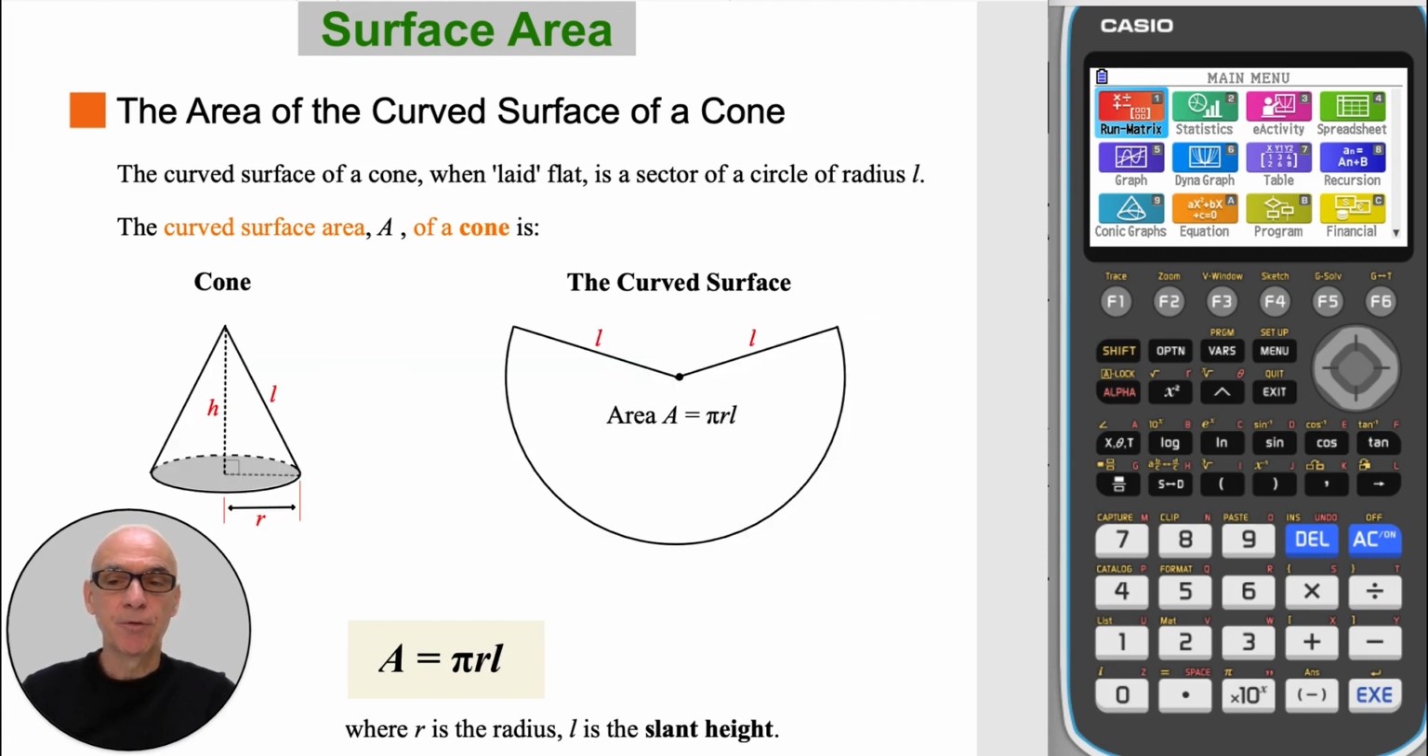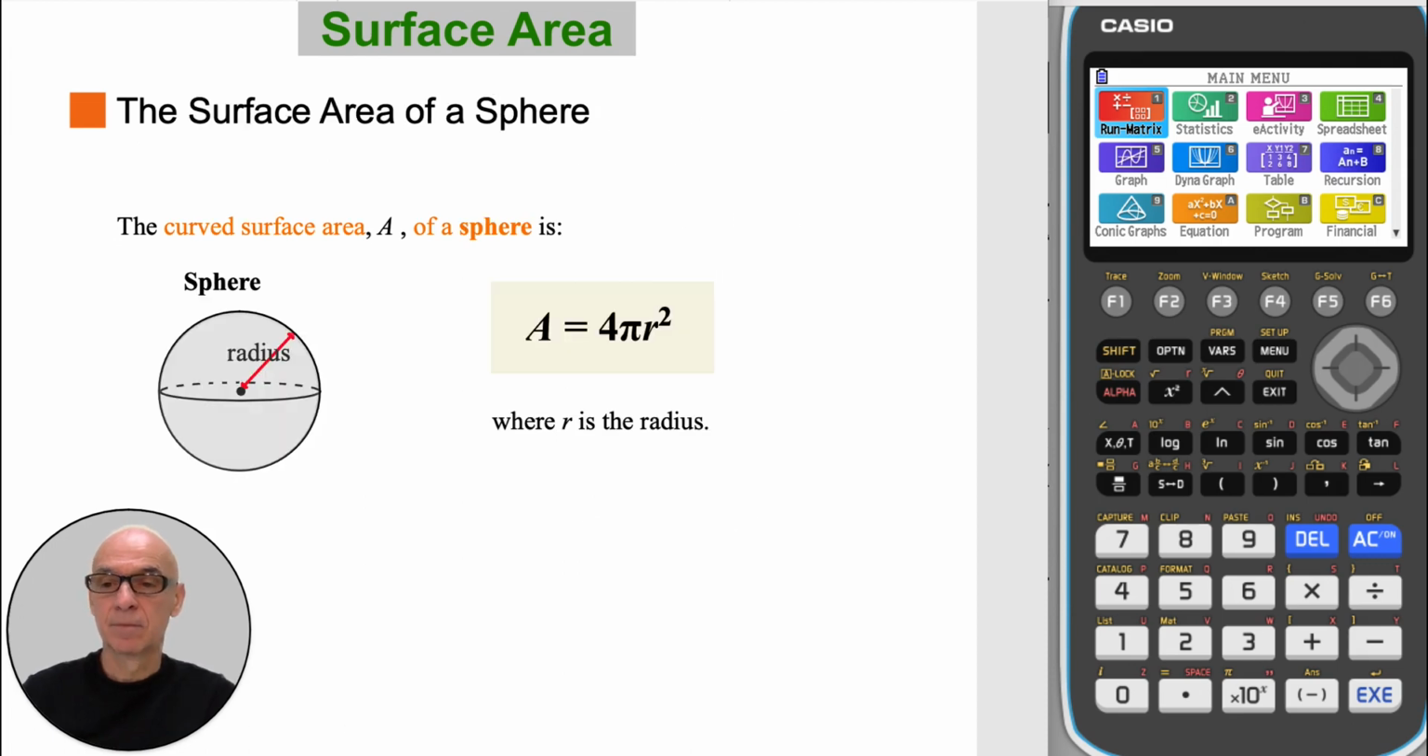The curved surface of a cone, when laid flat, is a sector of a circle of radius L, where L is the slant height of the cone. The curved surface area of a cone is equal to pi times r times L.